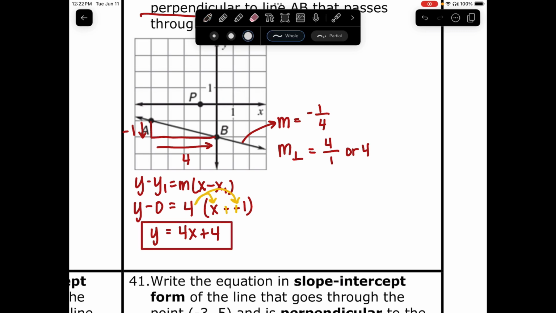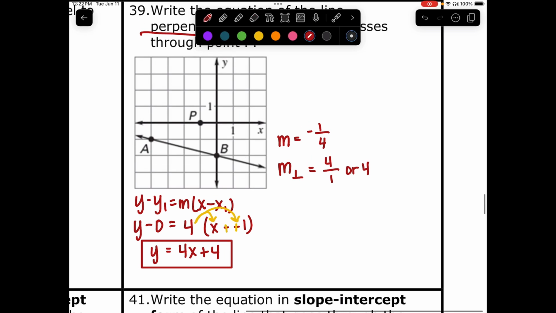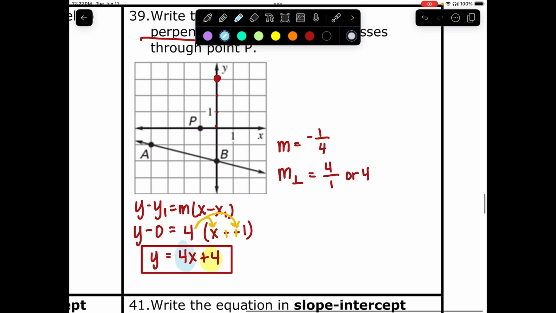Now, being the paranoid person I am, I'm going to graph it to make sure that it's correct. So we've got y equals 4x plus 4. So this is our y-intercept. So 1, 2, 3, 4. Boom. This is our slope. So I'm going to count the slope from here. So we got to go up 4, right 1. Well, I can't do that. I'm out of space. So I got to go opposite. Down 4, left 1. Okay, there you go. So these are looking pretty perpendicular to me.